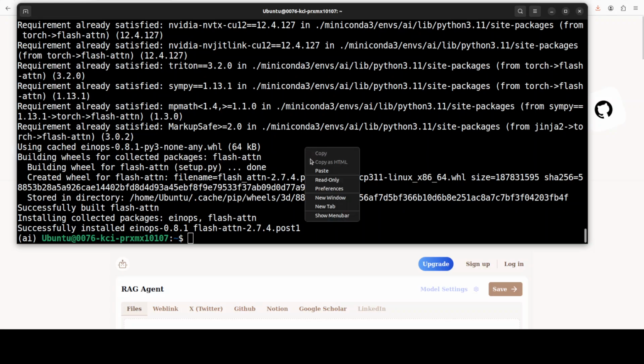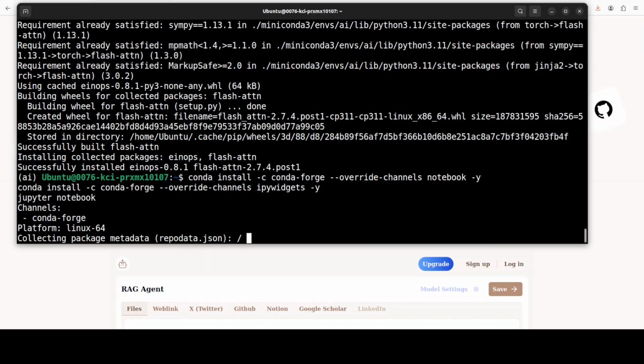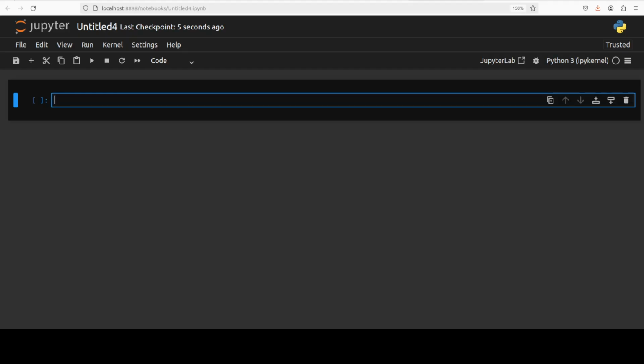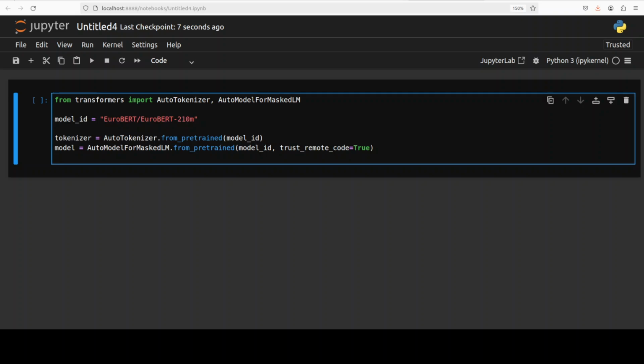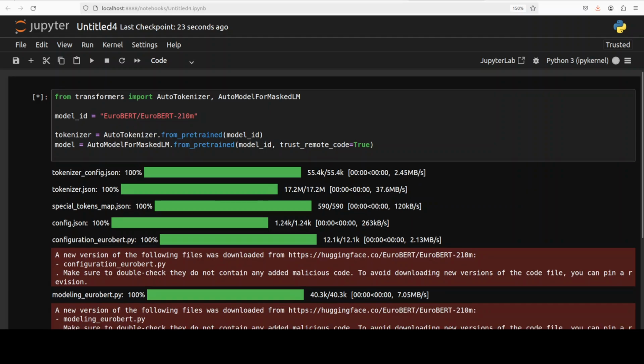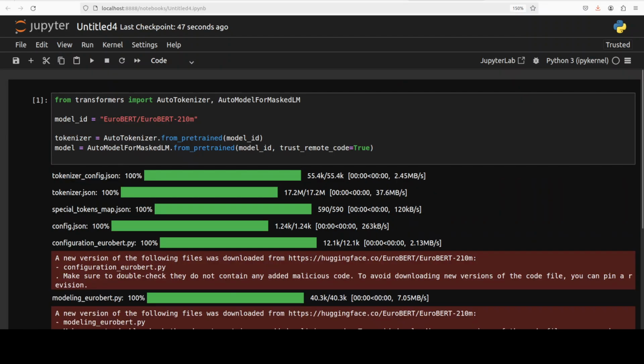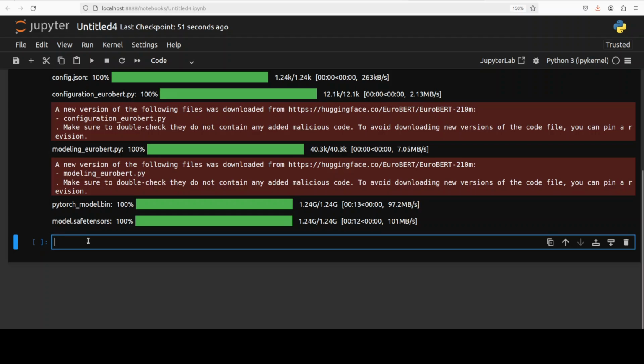And that is all done. Let me launch my Jupyter notebook and we will download and use the model. Okay, first up, let's download the model. And you can see that it's a very small model, just around 1.24 gig. And the model is downloaded. Let's do the inference with it.